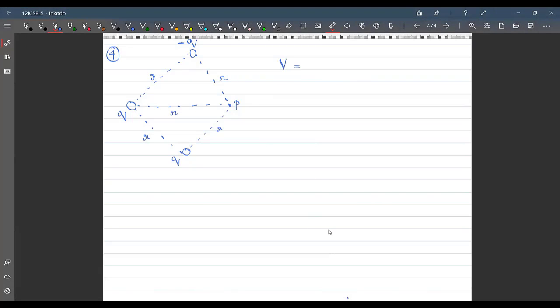Next, suppose you have charges arranged like this, and consider this as two equilateral triangles. One is on the upper side, one is on the lower side. The charges here are Q, Q, and one of the charges is minus Q. If the charge is minus Q, just put minus Q in the formula. That's all. Find the potential at point P here. Tell me the value.